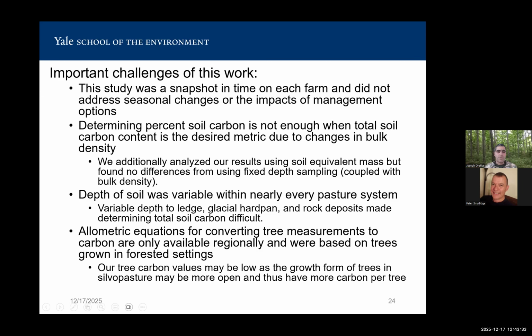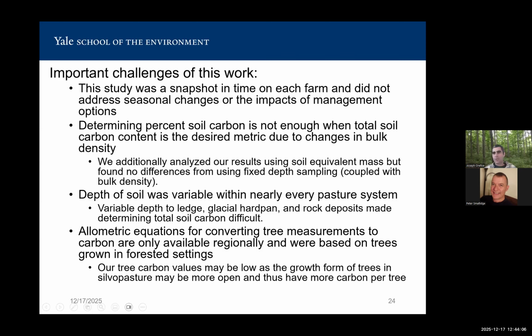The depth of the soil is variable within nearly every pasture system. One of the biggest challenges to me is that if you wanted to know the exact amount of carbon in the soil of your silvopasture, you would have to figure out how all those undulations average out for a soil depth across your system. It's pretty challenging. And then we used allometric equations.